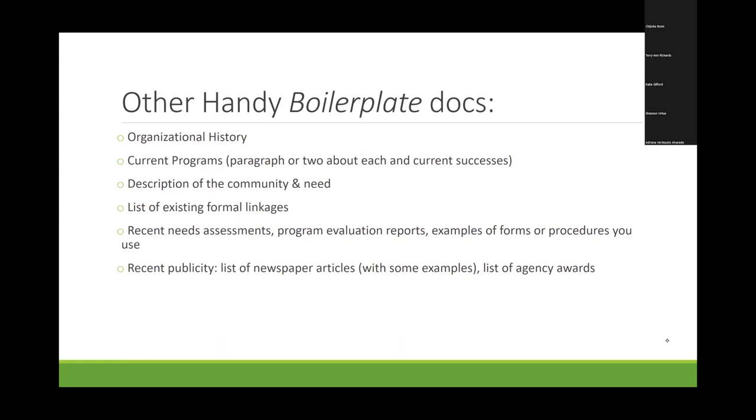Matt has a question. Oh, go ahead, Matt. Oh yeah, I write mostly NIH grants, and I was interested to see you have a description of the community and the need. Is that something that for an NIH style grant you'd actually put in the environment section? I've never seen that before, but it's an interesting idea.